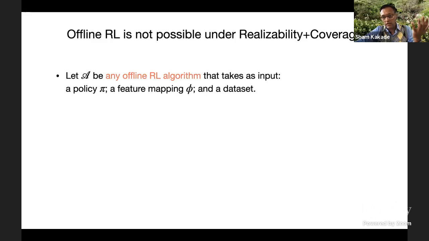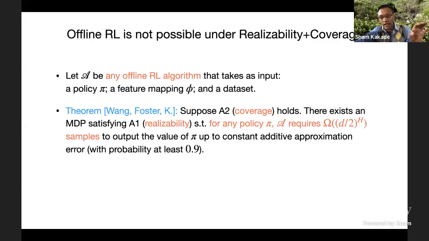The main result for the lower bound is that you can't do this. Take any offline RL algorithm. This algorithm takes a policy as input. It knows the policy, it knows the feature mapping, and it's given a data set. So it knows this gigantic table of the feature mapping. We don't care about computation.